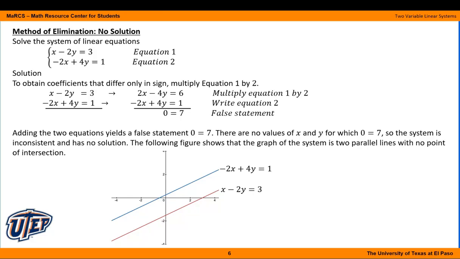We say the system is inconsistent. Graphically, the two equations represent parallel lines. Since parallel lines never intersect, there is no ordered pair that satisfies both equations.